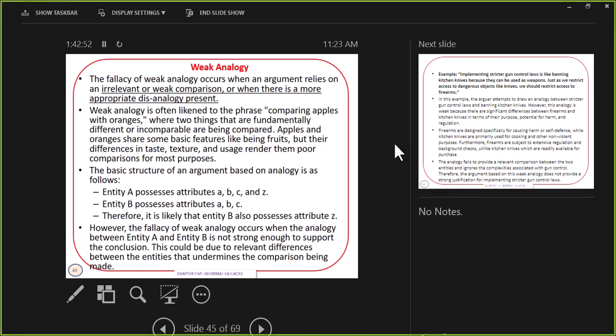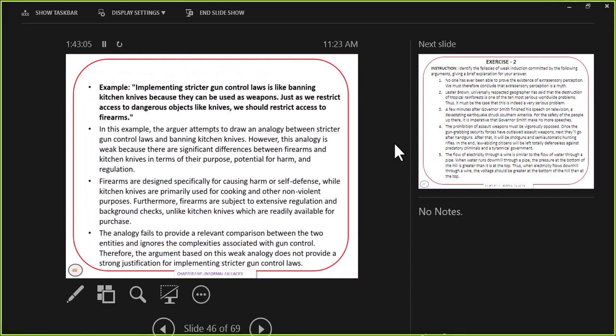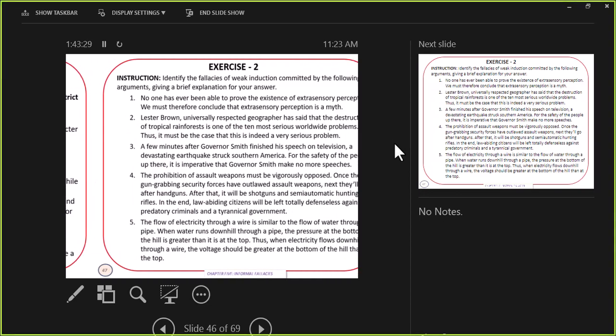More relevant, substantial comparison has been ignored, and superficial or irrelevant similarities have been mentioned to support the entire conclusion. Implementing strict gun control laws is like banning kitchen knives, because they can be used as a weapon. Just as we restrict access to dangerous objects like knives, we should restrict access to firearms. It's typically a weak analogy, mentioning superficial evidence by neglecting or setting aside the most important evidence.